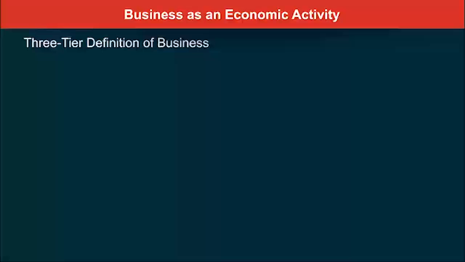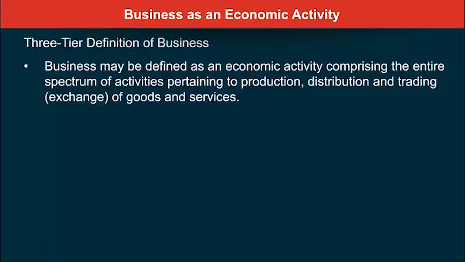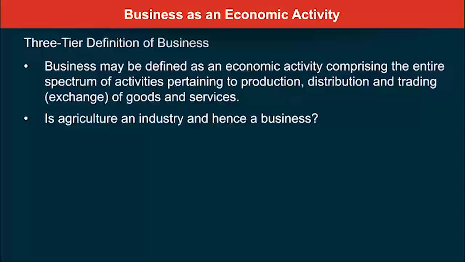There's a 3-tier definition, meaning 3 levels of defining business. So business can be defined as an economic activity. Therefore, that comprises the entire gamut of activities like production, distribution, marketing, trading. It could be anything. So would you say that agriculture is an industry? And would you say it is a business?